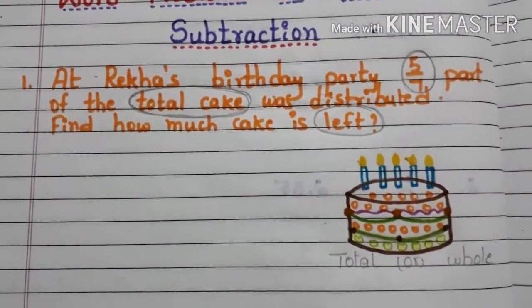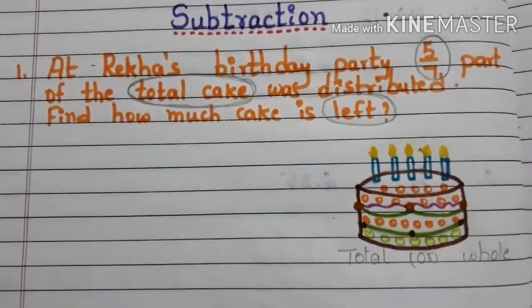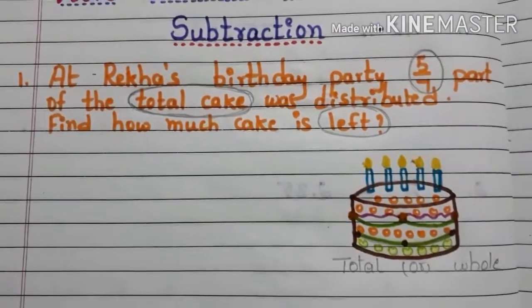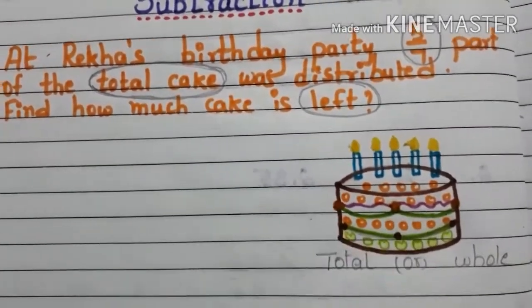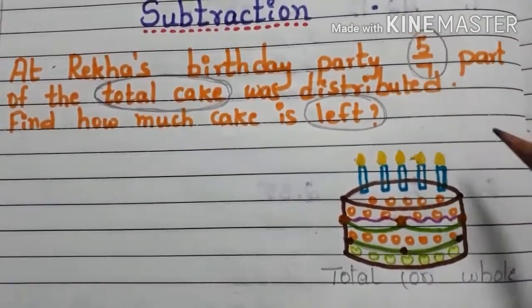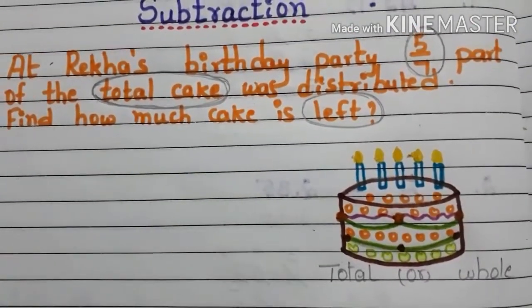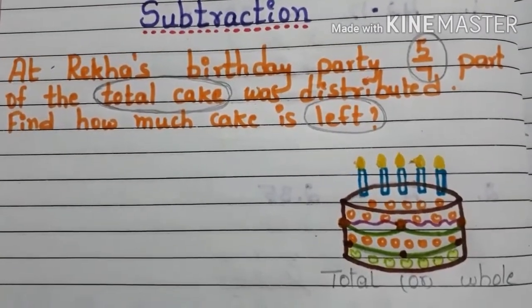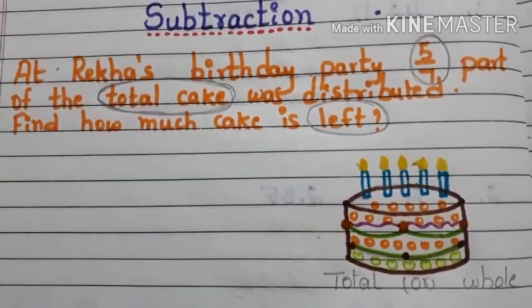Okay, we have to find how much cake is left after the birthday party. See, this is the total cake. From this cake, 5/7 part was distributed. Okay, now we have to find how much cake is left.